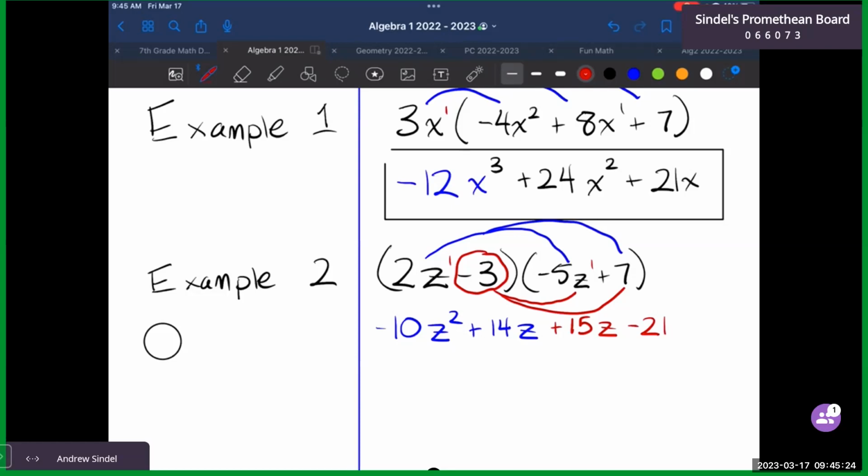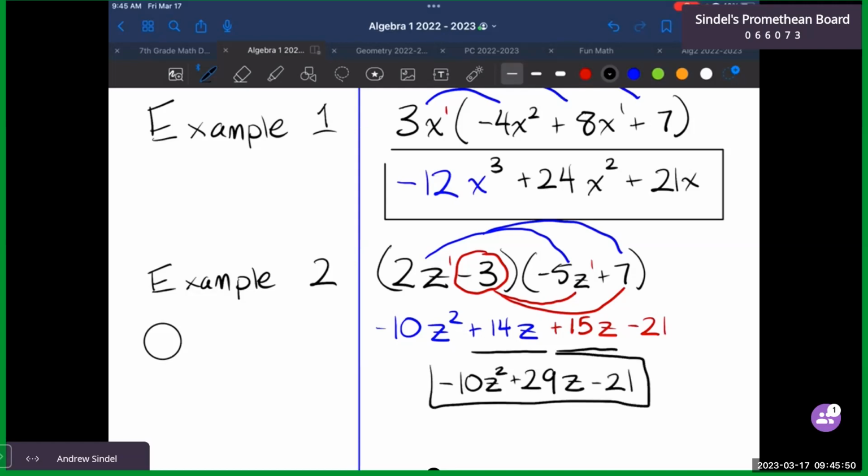You always combine like terms at the very end. One of you tell me what the like terms are and then actually combine. 14Z and 15Z are like terms. Adding them together gives you 29Z. Exactly. And I'm just going to rewrite everything else. That's our final answer because nothing else is like terms. That was a positive 29Z, and then we have a negative 21, and that is our final answer.